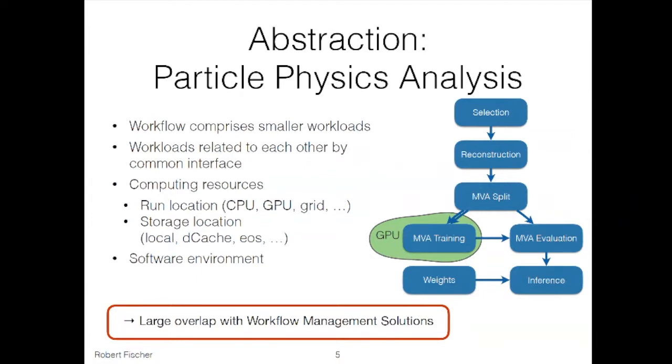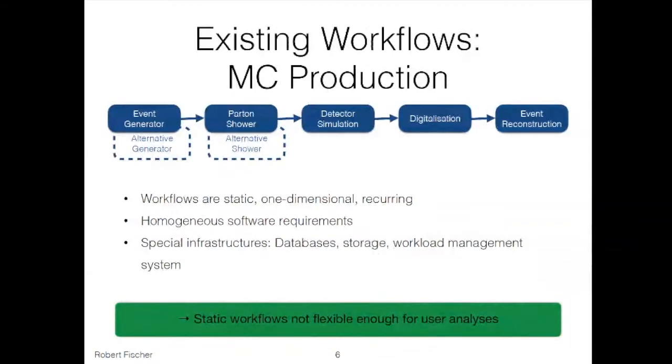So if you start looking about workflow management systems in HEP, this is what you will find. Mostly Monte Carlo production. And it's always the same steps. Event generation, parton shower, simulation, digitization of the front-end electronics, and finally event reconstruction. So this is a very linear chain. And sometimes parts are changed.